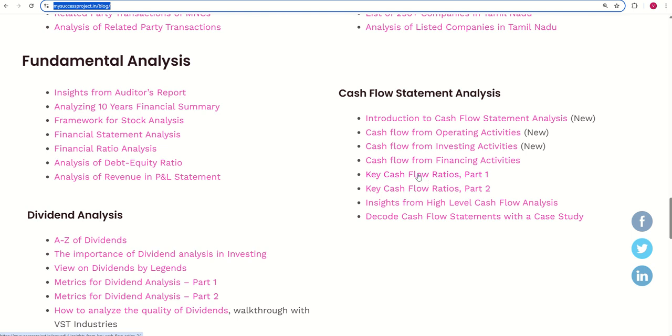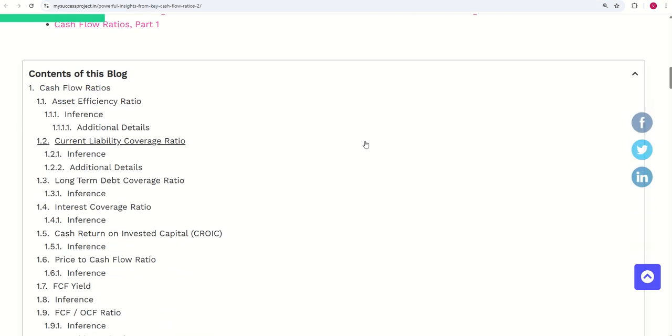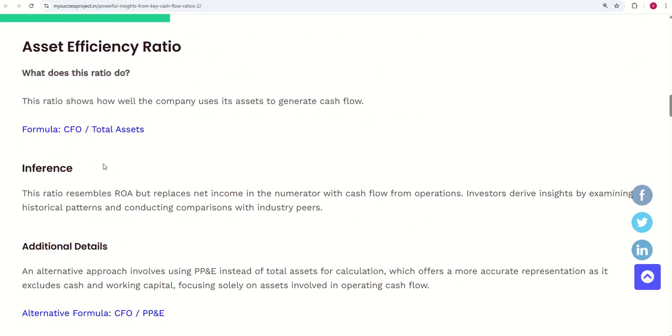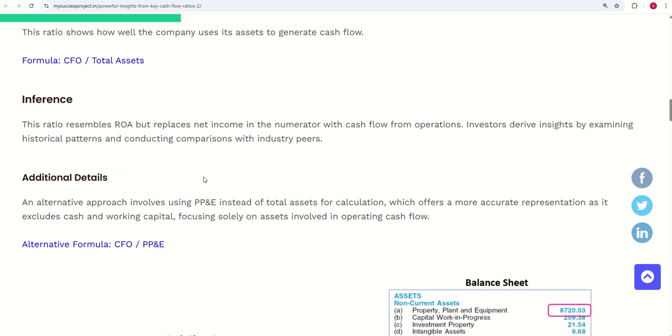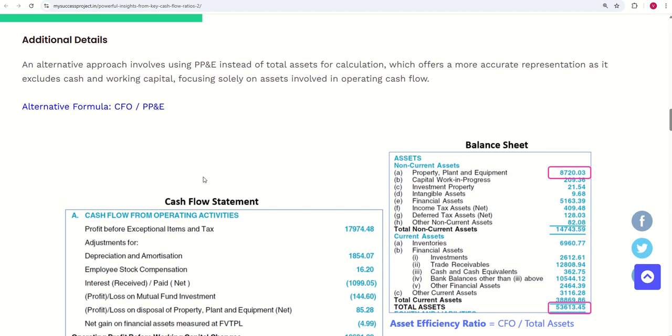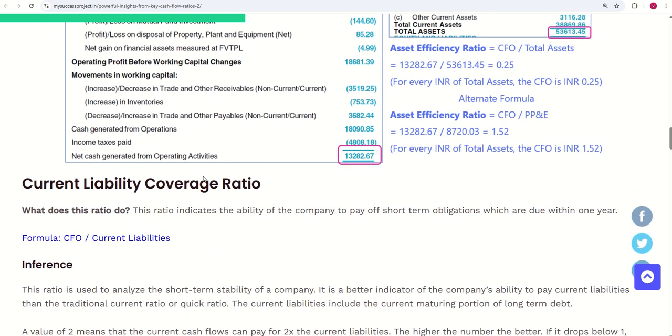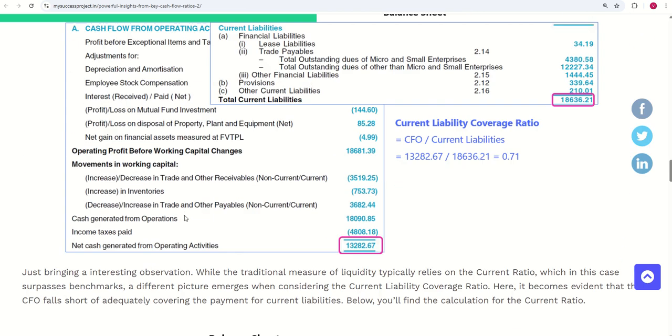There are two blogs on ratios, part 1 and part 2. If you see the ratios, the majority of them are dependent on numbers from other statements as well. For example, the asset efficiency ratio is dependent on the total assets from the balance sheet. These are not purely cash flow statement ratios. They depend in some way on another number in the income statement or balance sheet. For example, here current liabilities comes from the balance sheet. So it's a cross ratio.